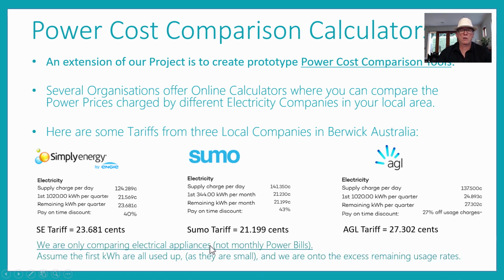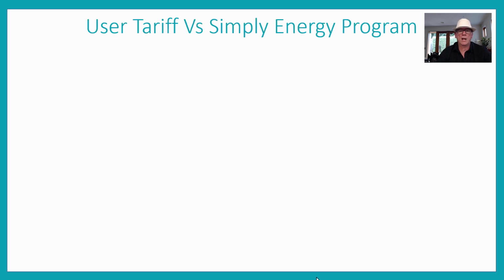So remember, we're only comparing electric appliances, not the monthly or quarterly power bills. We'll just be running off these 3 values as our tariffs to compare the different power companies and work out, for running our heater for 4 hours, which power company would be the cheapest price for running that heater, or running our refrigerator or whatever appliance we want to look at.